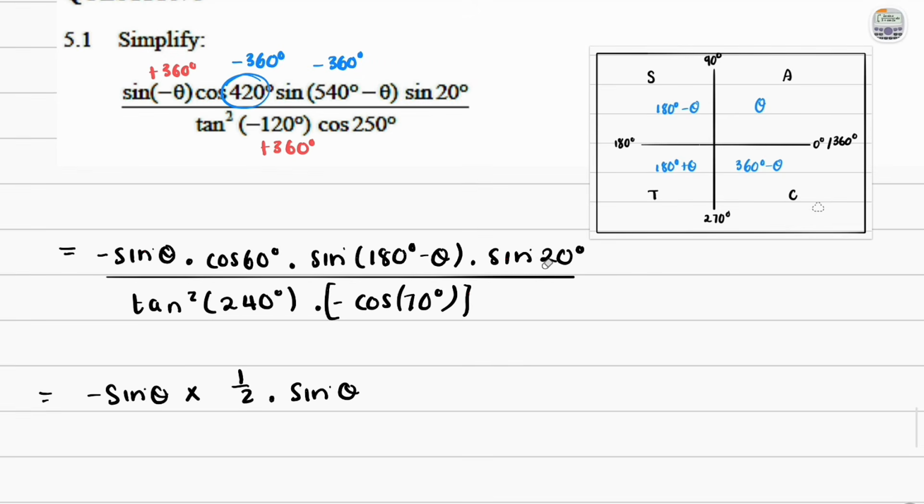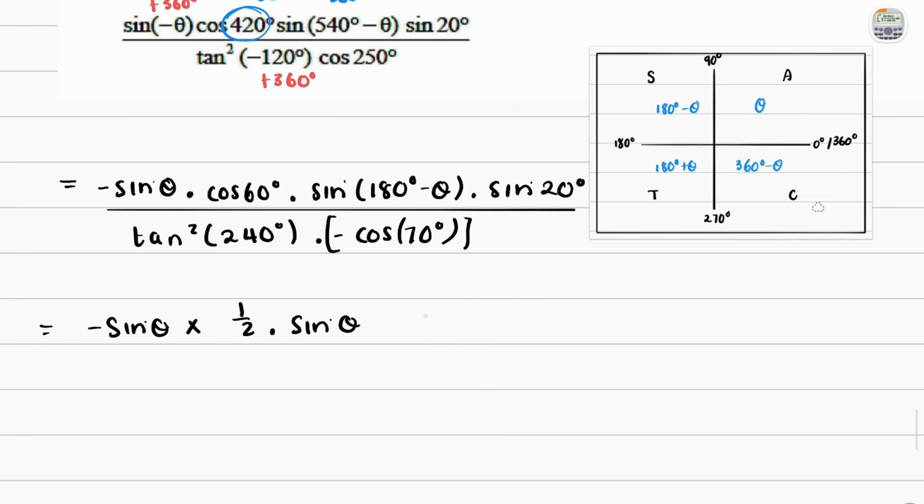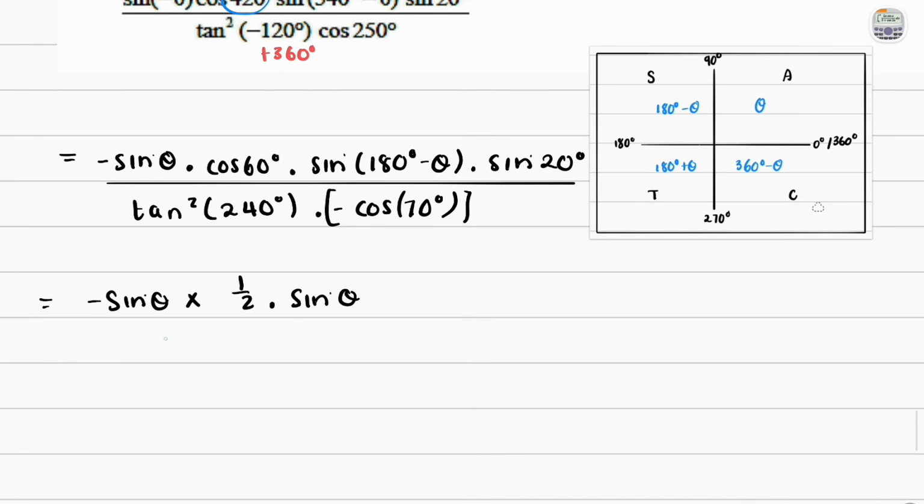And now we have sine 20 degrees. We can leave that the same, and then we can use cofunctions to change this to sine 20 degrees, since 70 plus 20 gives us 90 degrees. So these are cofunctions. Okay, and so this is what we have now. So multiply by sine 20 degrees, we'll leave that just as it is.